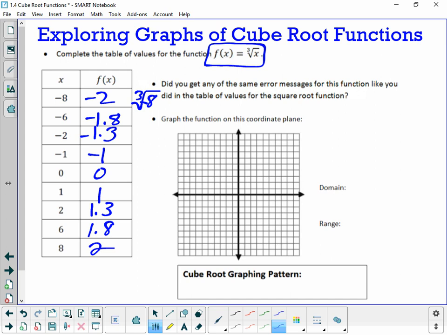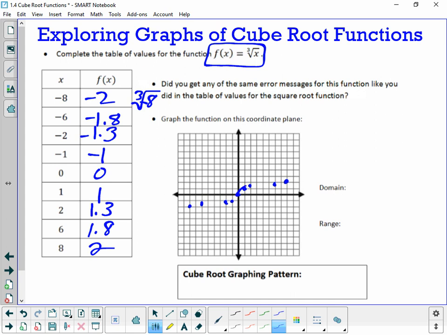And if we plot those points, we'll start to see what shape this function has. Okay, so those are our points. Sorry, they're a little bit big, some of them.